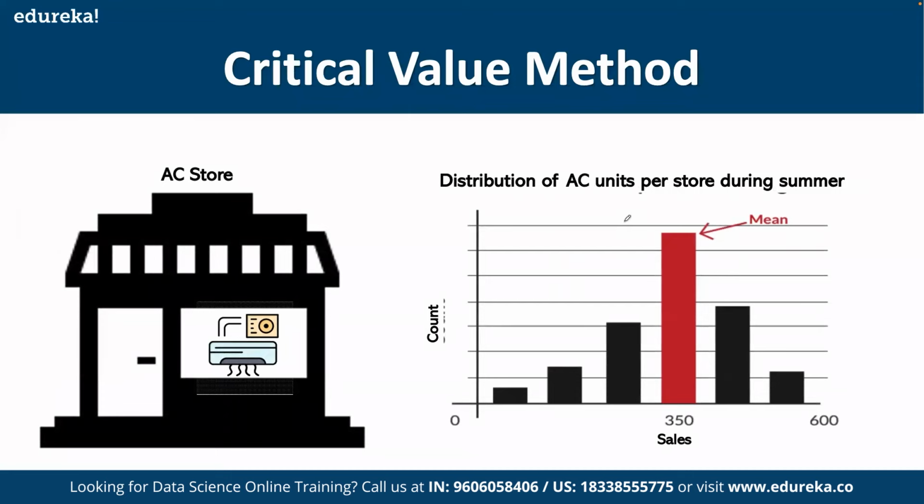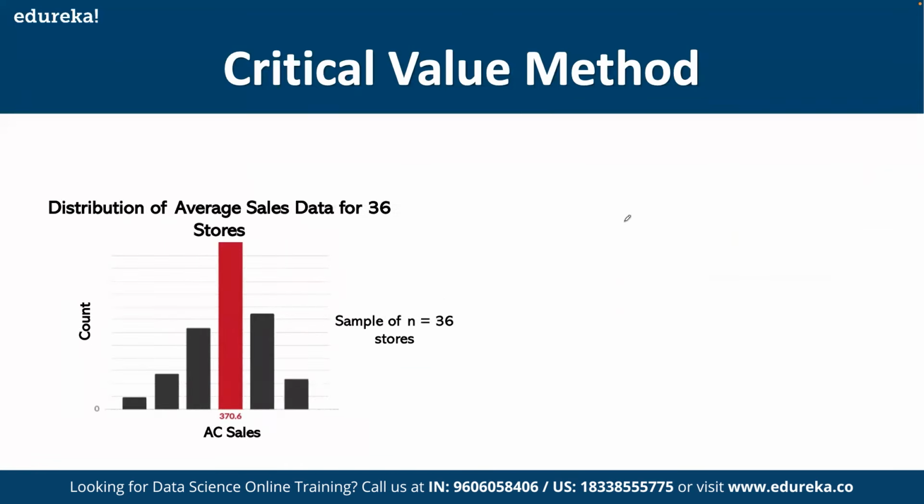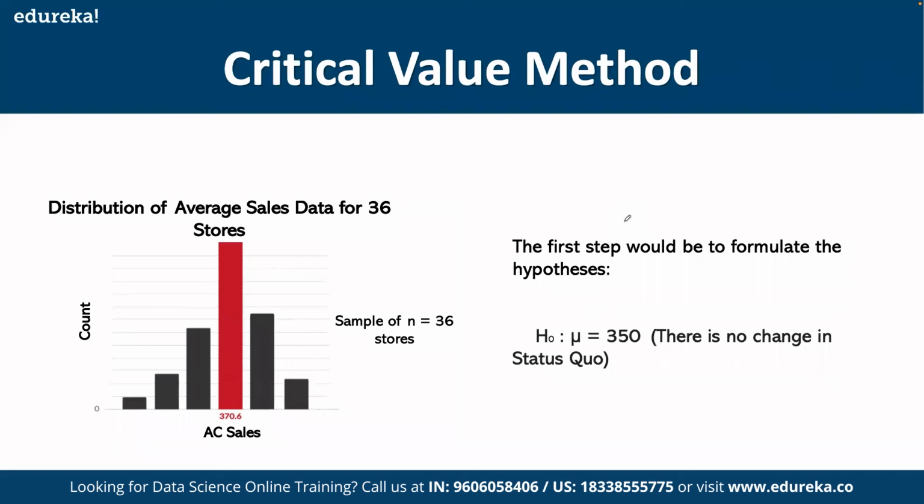Now, let's take up an example. Here, we have got an AC store, and this data describes the distribution of AC units per store during the summer. Let's say we've got a sample of 36 stores. The first step is to formulate the hypothesis, so we'll define the null hypothesis and the alternate hypothesis. The null hypothesis is that the average is 350, which means there is no change in the status quo. And the alternate hypothesis says that the average is not equal to 350.